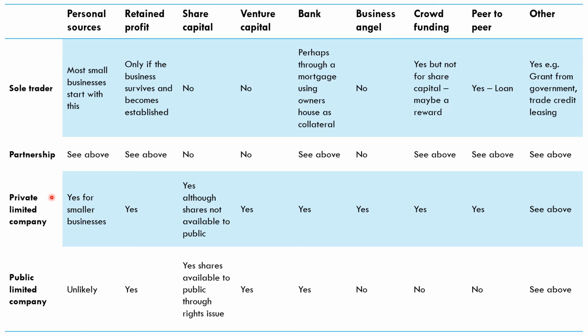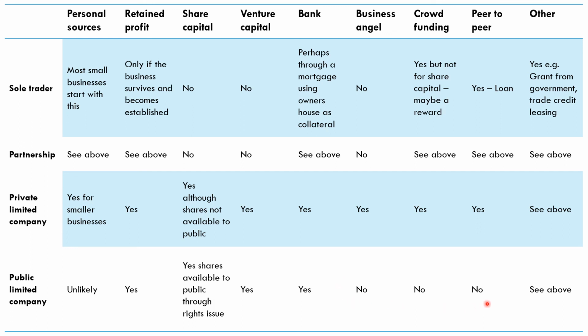Let's look at private limited company. Personal sources might apply for a smaller private limited company, very unlikely for a public limited company. Retained profit would apply for both of these limited companies. Share capital would apply for both these, although for a private limited company it's normally sold to friends and family, whereas for a public limited company those shares would be available to the public normally through a rights issue, a big selling of shares. Venture capital, yes. Banks, yes, both loans and overdrafts. Business angels would apply normally to private limited companies, not public limited companies, likewise for crowdfunding and peer-to-peer funding.